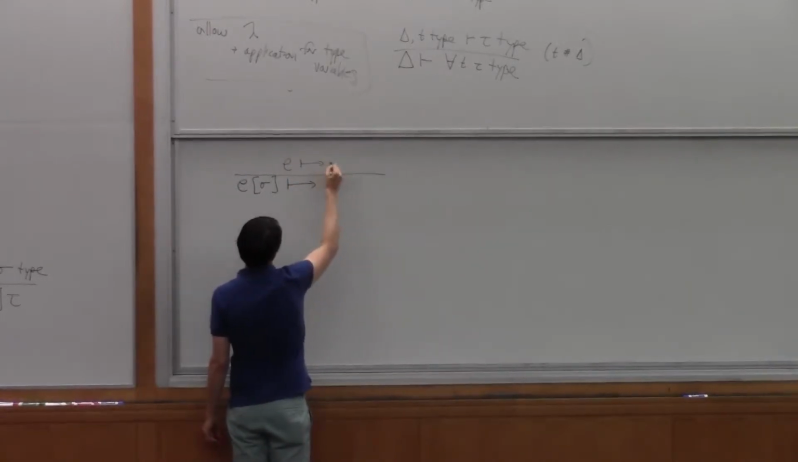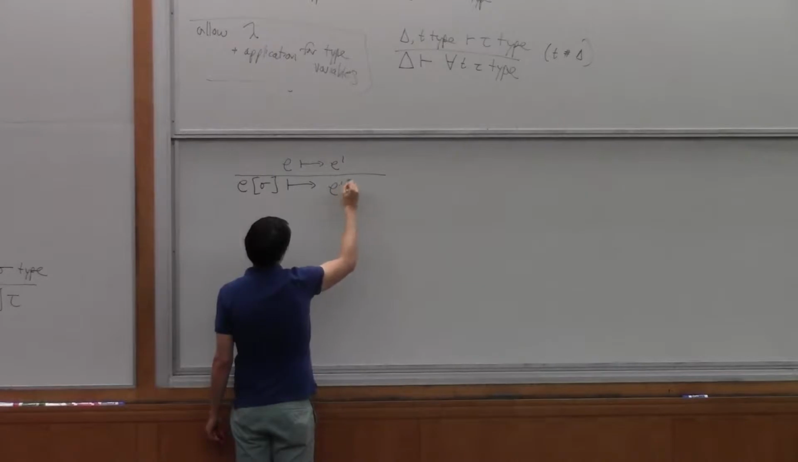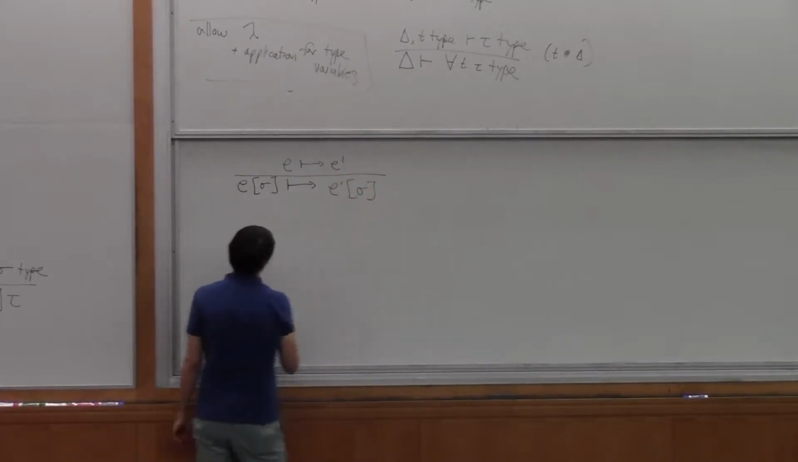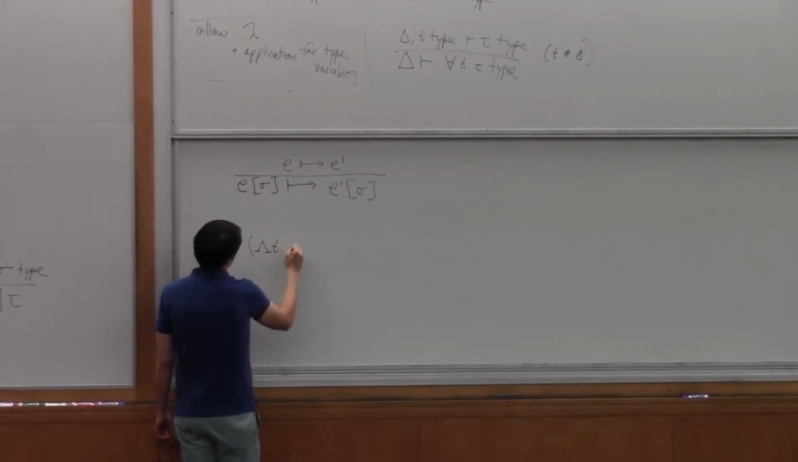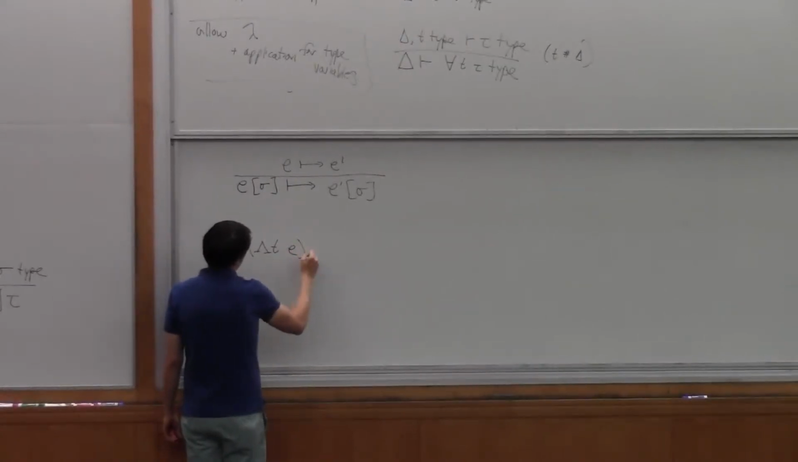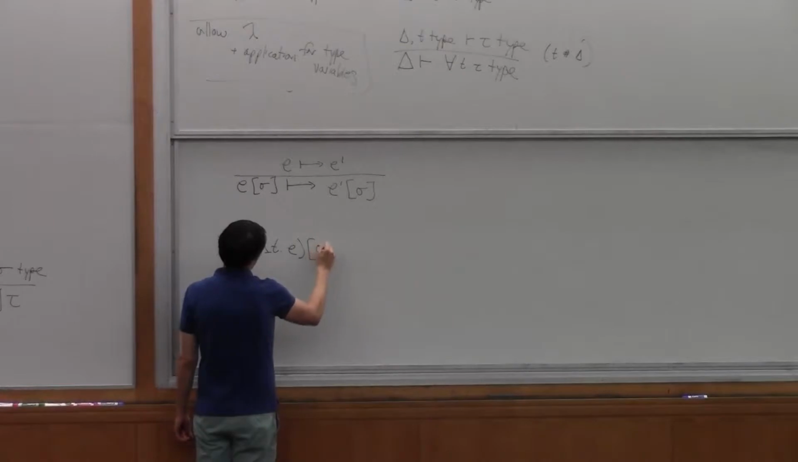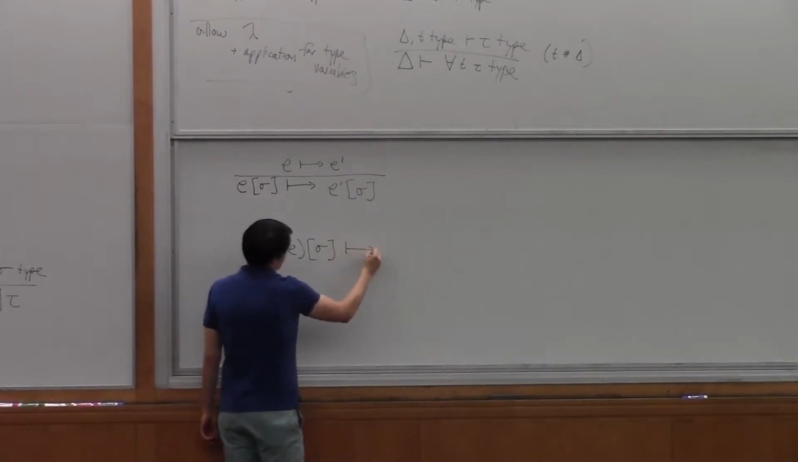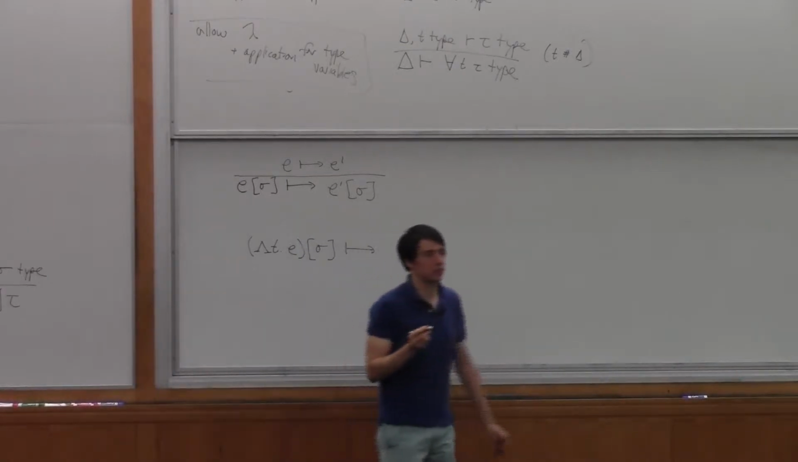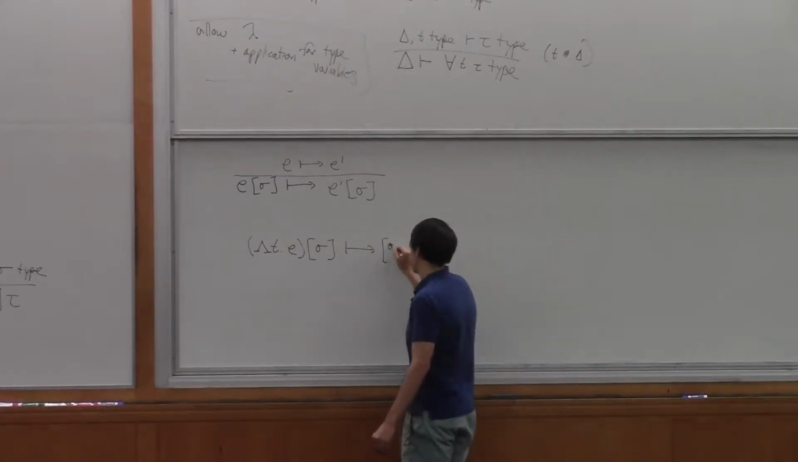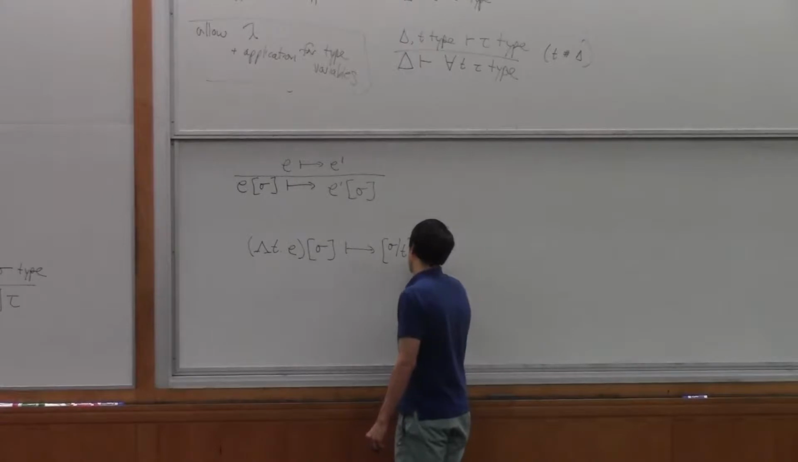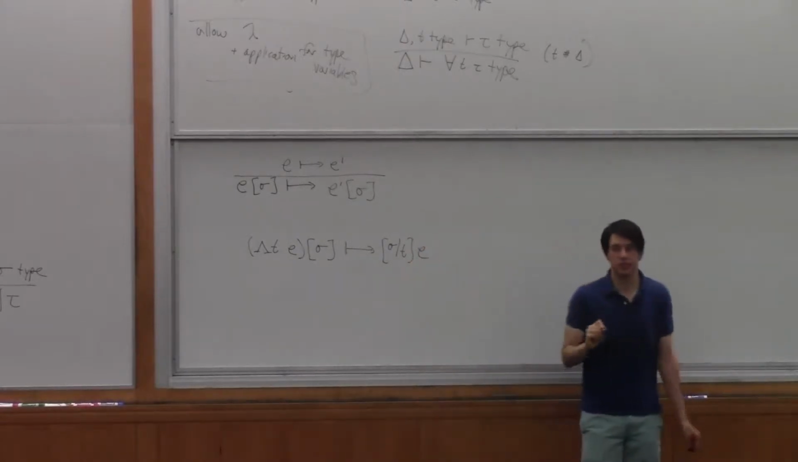If I run the function position for a step, then I can put it back together. That's kind of my search rule. And then suppose I have lambda t dot e applied to some type sigma, what do you think that steps to? Plug in sigma for t in E.